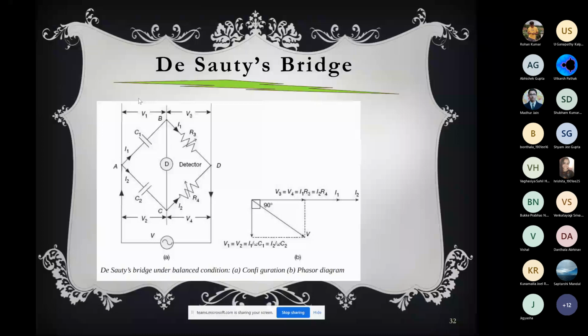Now let's come to the bridges which will be used to measure the capacity. The first bridge we will read is the D30 bridge.